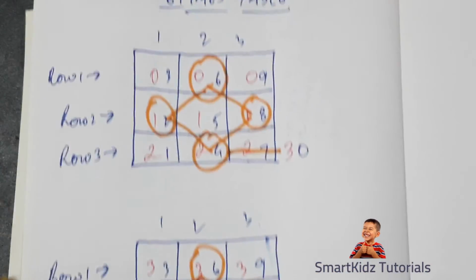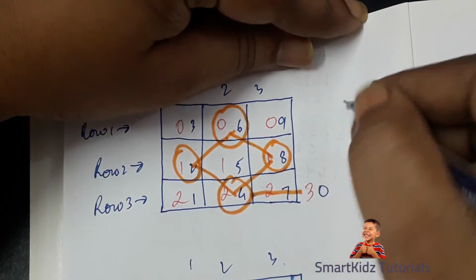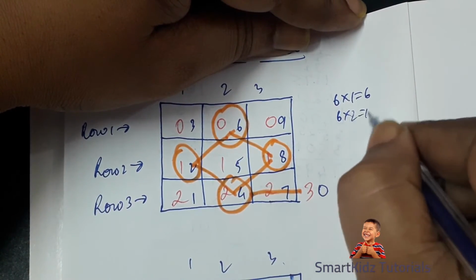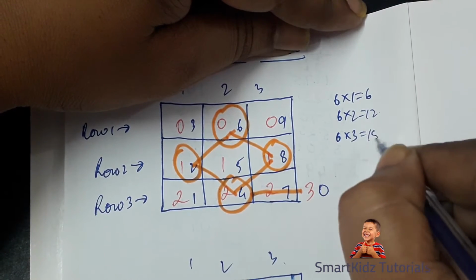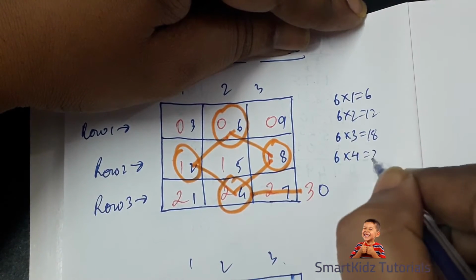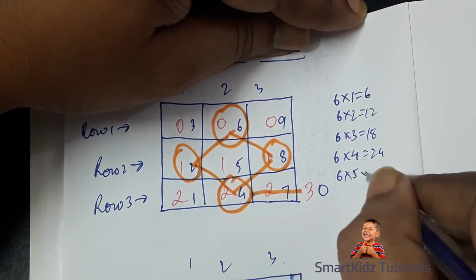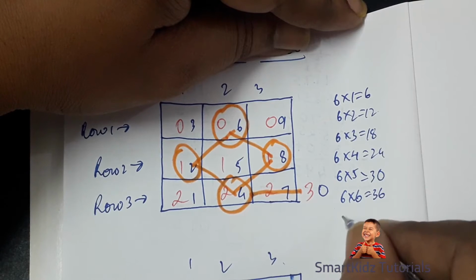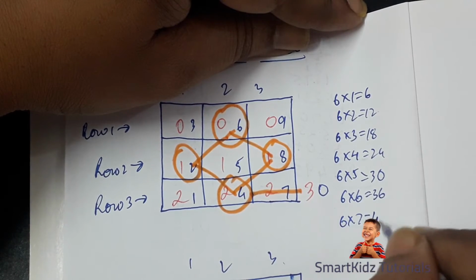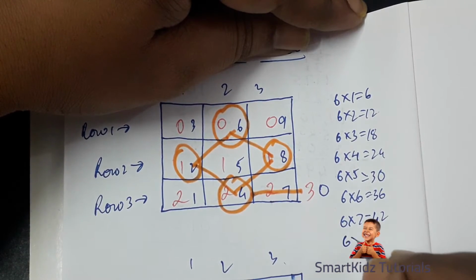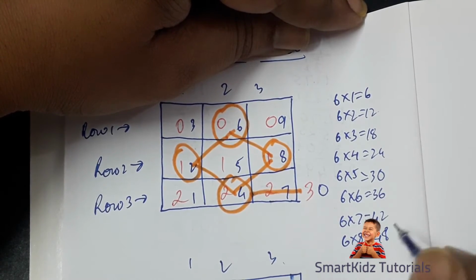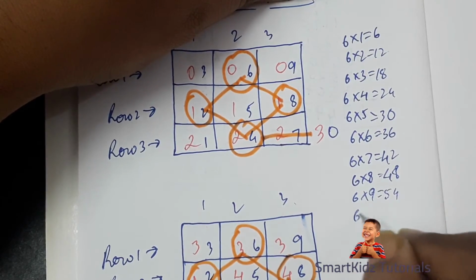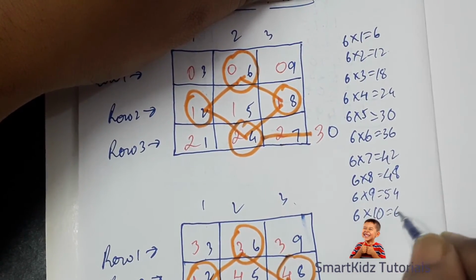Okay, so 6 into 1 is 6, 6 into 2 is 12, 6 into 3 is 18, 6 into 4 is 24, 6 into 5 is 30, 6 into 6 is 36, 6 into 7 is 42, 6 into 8 is 48, then 6 into 9 is 54, and 6 into 10 is 60.